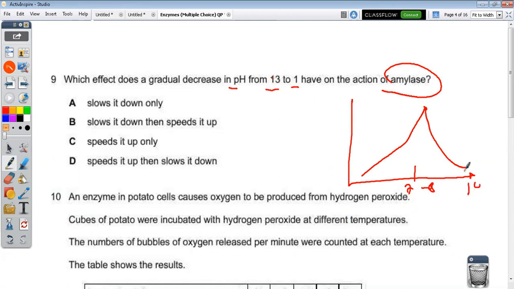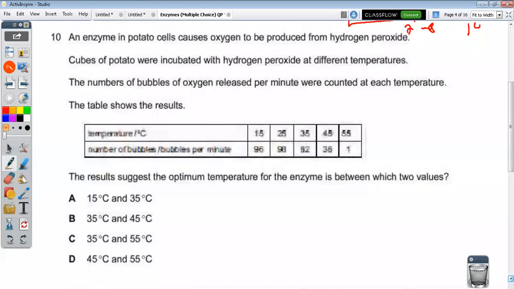So if I'm moving from 13 to 1, what's happening here? 13 to 1, look at your graph here. 13 to 1 is what? It's increasing. Huh? 13 to 7, sorry. 13 to 7, it's increasing. Then 7 to 1 is what? It's decreasing. So what does that mean? Speeding up and slowing down. Making sense? Carry on there.